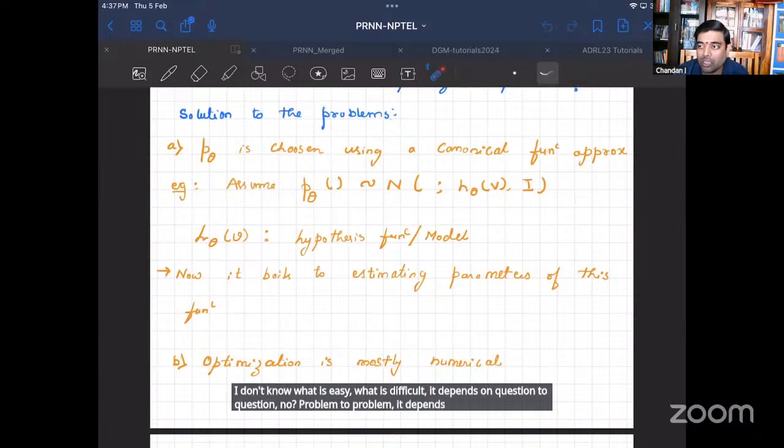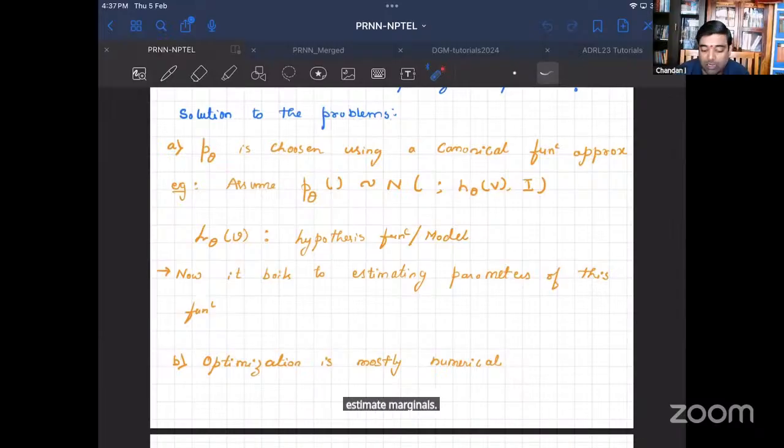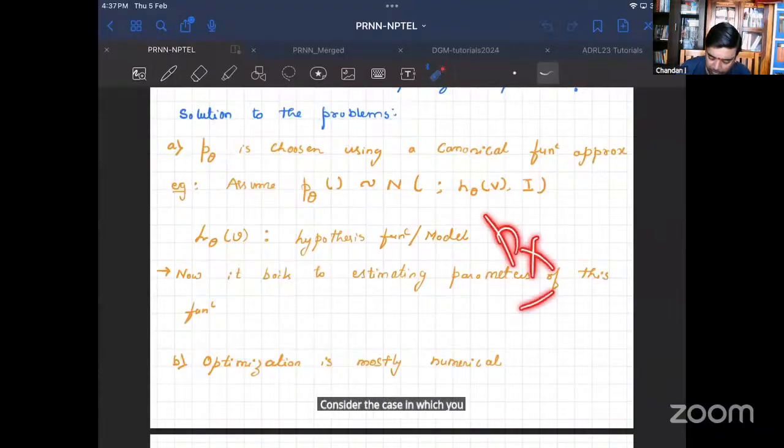Okay. And sir, what type of questions would have us estimate marginals? See, now consider the case in which you want to sample from P of x.